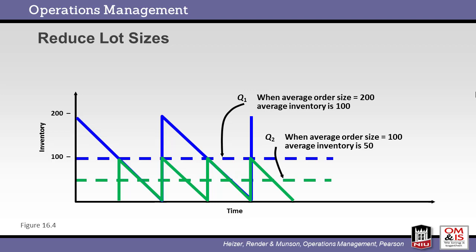Since we have a triangle, the average inventory is simply half the height of the triangle. Thus, if the order quantity is 200 units, the average inventory is 100 units. A direct method to reduce inventory is to reduce lot sizes. By reducing the order quantity to 100, the average inventory is reduced to 50 units. The average inventory is proportional to the average cost of inventory.